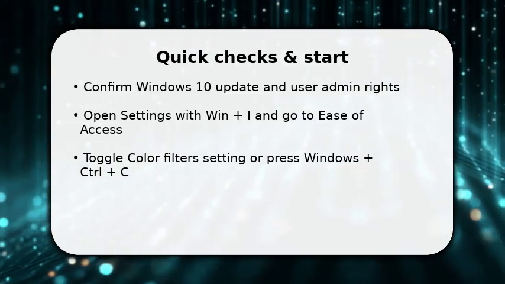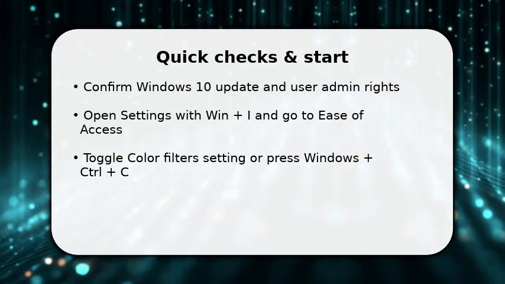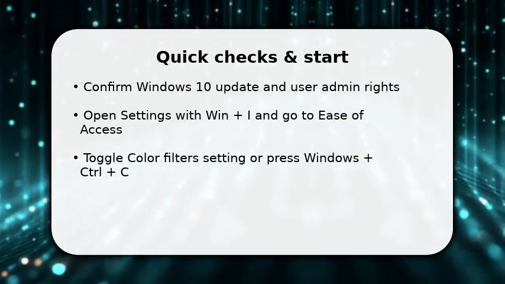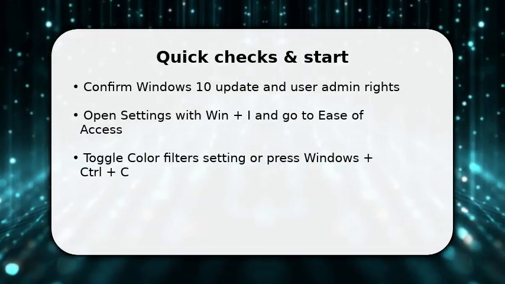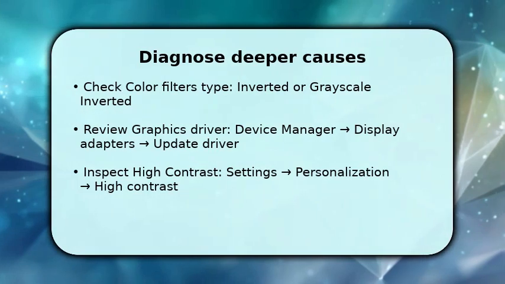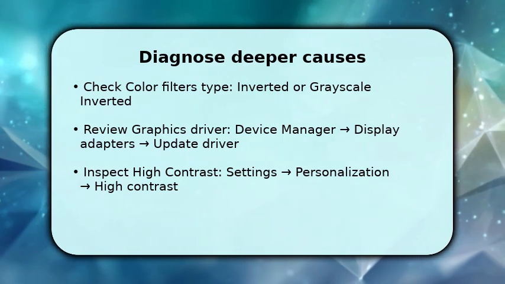If the Windows plus Control plus C shortcut is enabled, press it now. This often flips inversion instantly. Make sure to observe the screen response before moving on. Once done with the basic toggle, dig into why inversion persists.